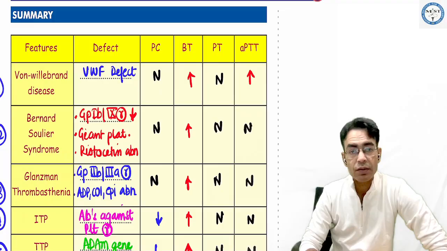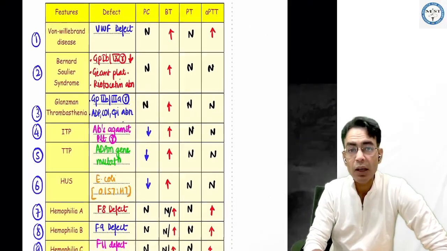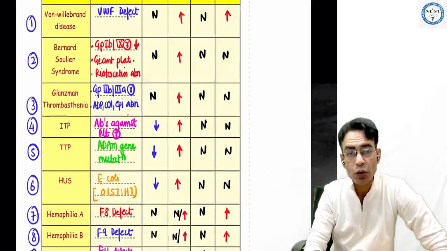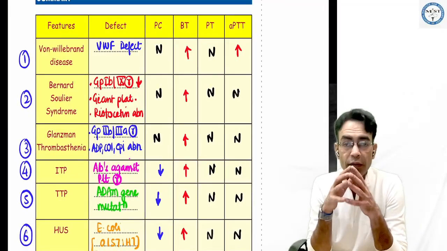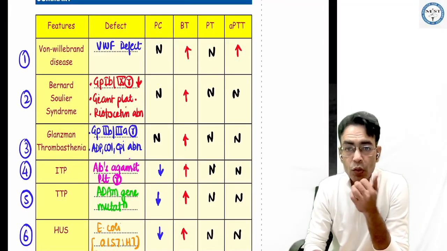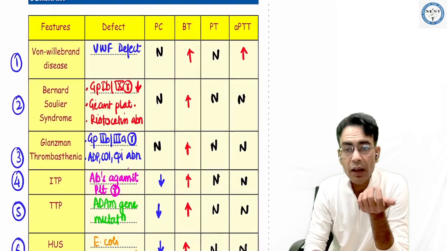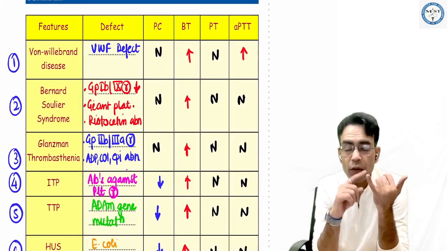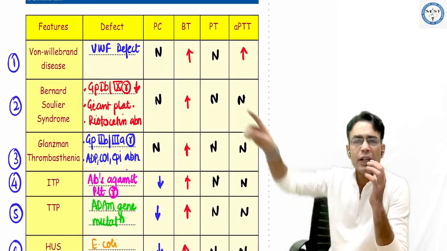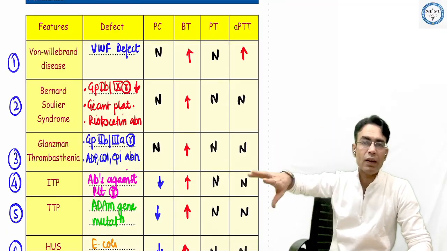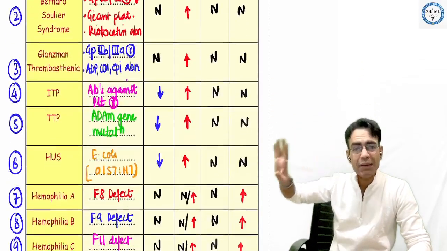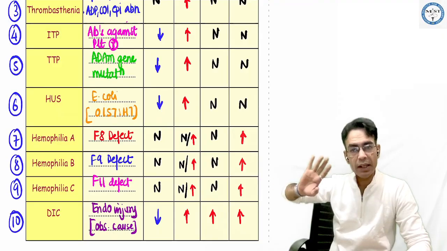And this is the final summary of all the diseases which you should know when you are doing your platelet defects. Von Willebrand disease is a von Willebrand factor deficiency. Everything remains normal except for BT and APTT. See, BT will be increased in all. In every bleeding disorder, be it a platelet or a coagulation disorder, BT will be more except for hemophilia.